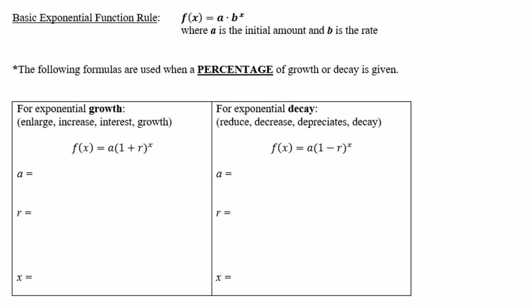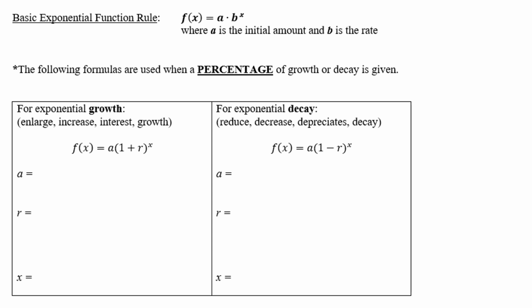And if we're going to use exponential decay, we're going to look for the following words: reduce, decrease, depreciates, and decay. Again, most of those words you should be familiar with either in math or in science. Depreciates just means that the value of something goes down with time. So for example, if you buy a brand new car for $20,000, the minute you leave the parking lot, the dealership with it, it's no longer worth $20,000. The price has depreciated, so it's gone down in value.